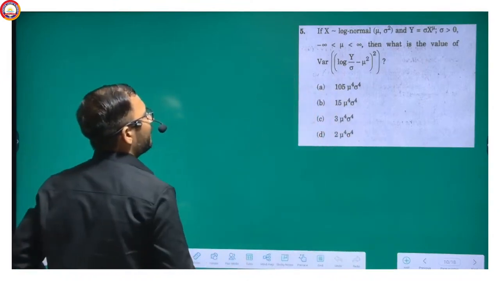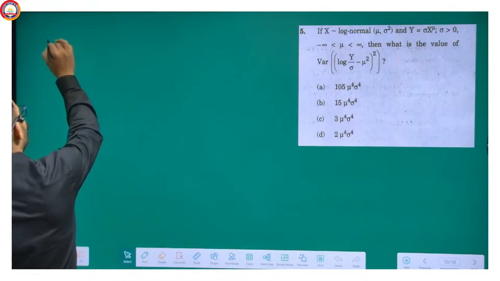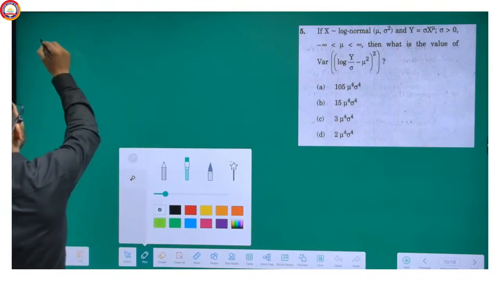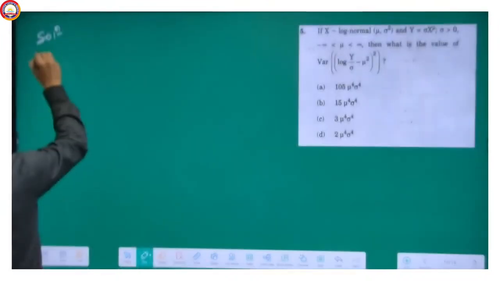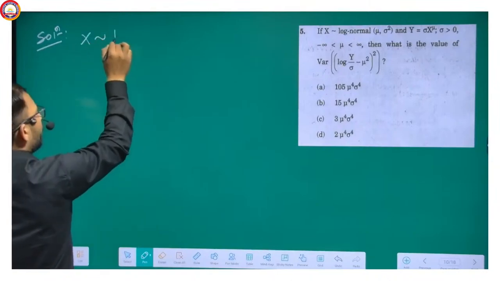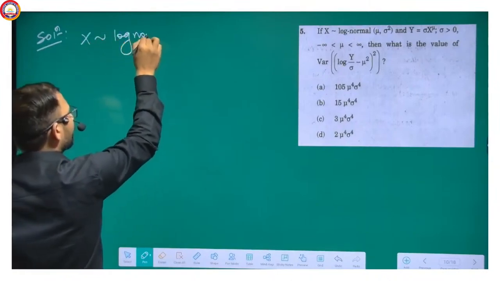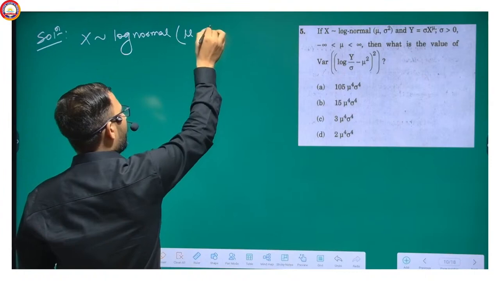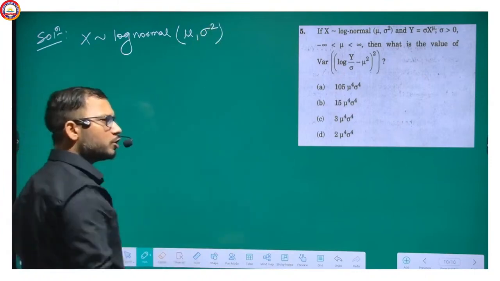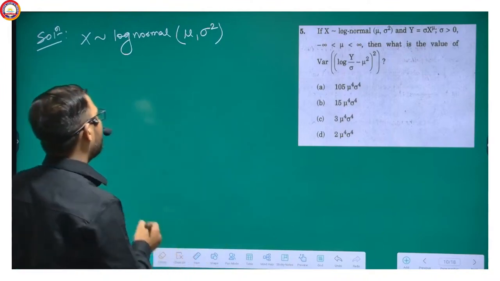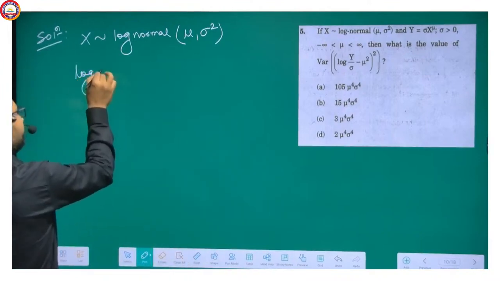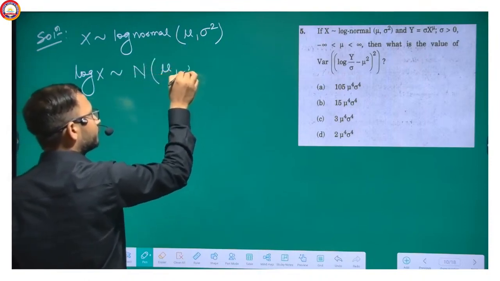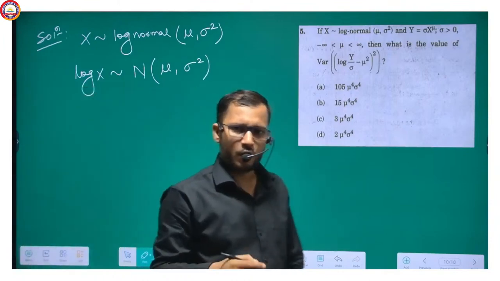So you know it well that X follows log normal with mu and sigma square if and only if log X follows normal with mu and sigma square, and this is just the definition of the log normal distribution.